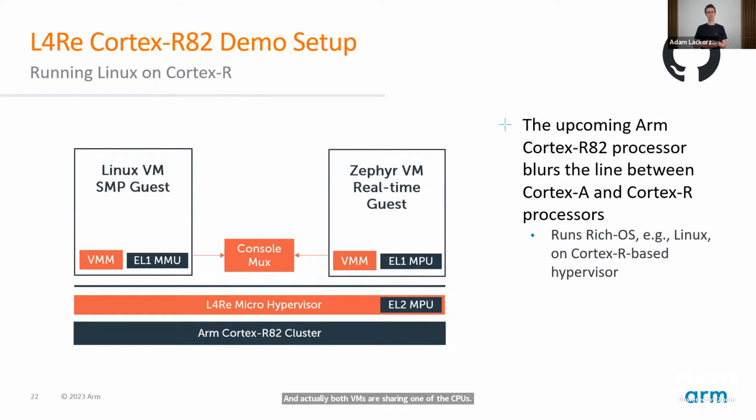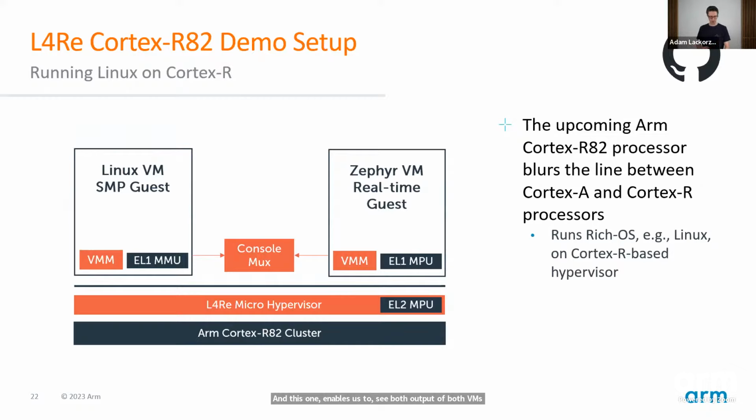To make this more approachable and to have an interaction with that, we also have the console multiplexing application, which is again a native L4Re application. This one enables us to see the output of both VMs and also interact with them individually.